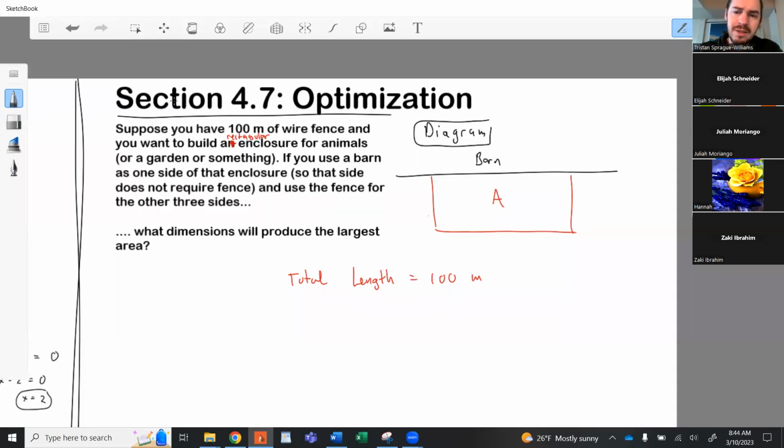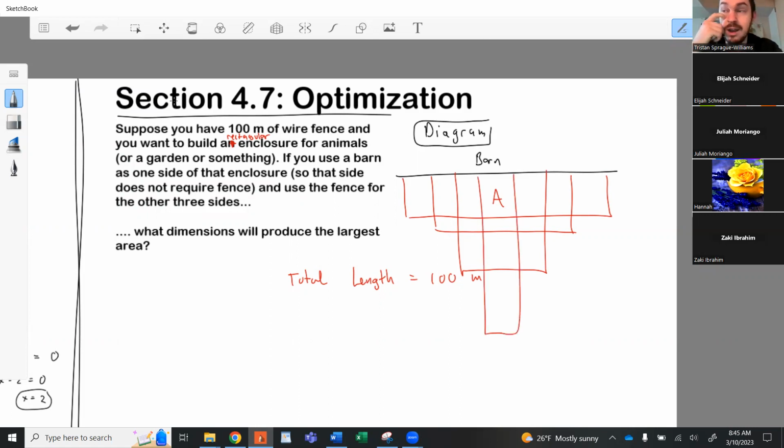Now, we could build it like this, or we could make it like that, or like that. There are different shapes that you could make, either long and skinny, or maybe a perfect square, or super thin and sticking way out. These are all different possible shapes that you can make with your 100 meters. Does that make sense?